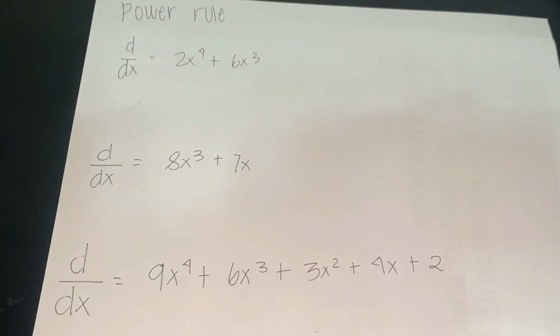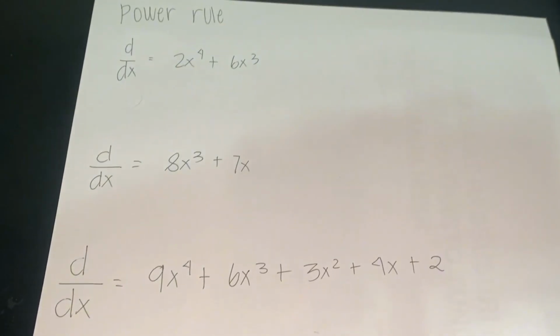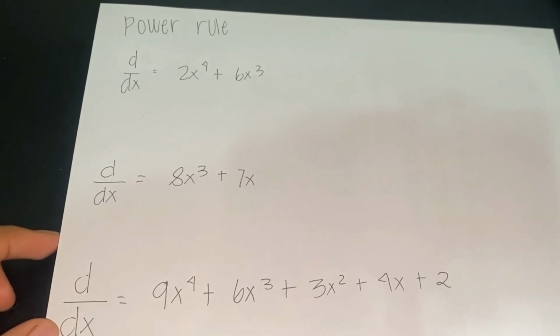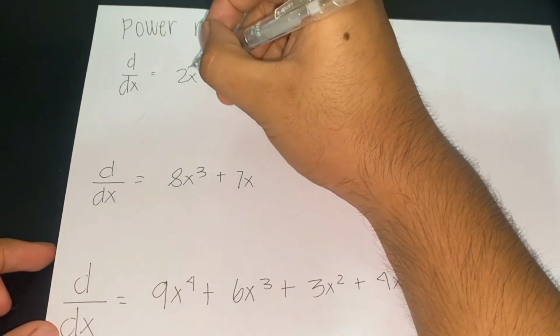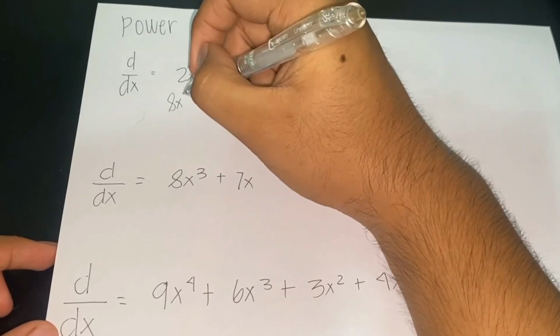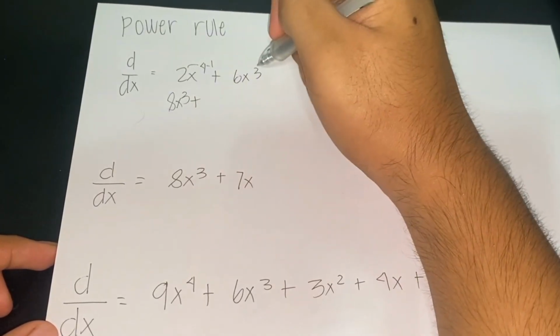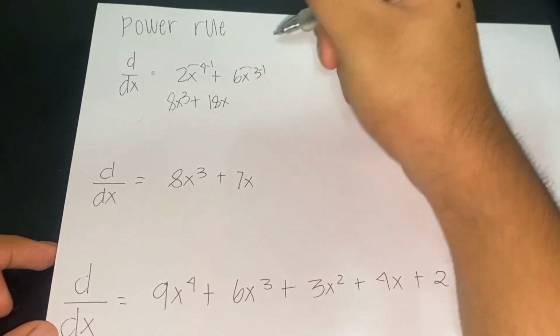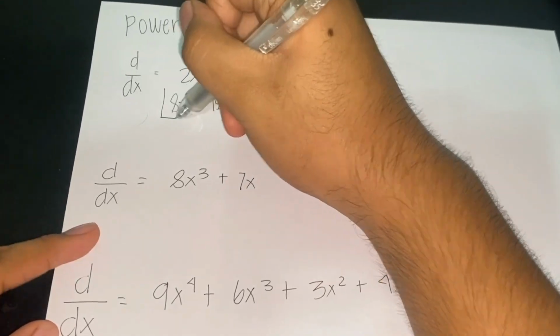The next is the power rule. Take the exponent as the numerical coefficient and subtract 1 from the given exponent of the variable x. For example number 1, d over dx of 2x raised to 4 plus 6x raised to 3. Now, we would multiply 2 times 4, that is equal to 8, copy x, then minus 1, that would be 3. Plus 6 times 3, that would be 18. 18x, minus 1, that would be 2. That is our final answer.